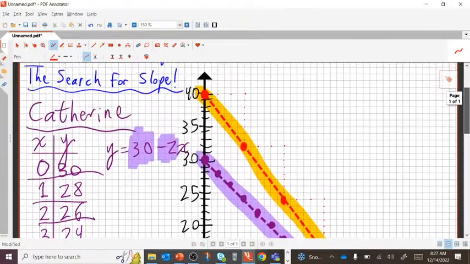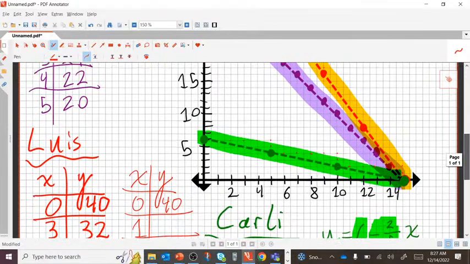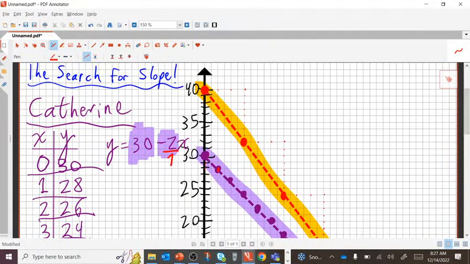Catherine's is kind of weird because I go down 2, but how much did I go over to go down 2? Like if I go down 2, how much do I go over? 1, because each 2 boxes counts as 1. That's how we set it up down here. See how each 2 boxes counts as 1? So that's because secretly her equation is 30 minus 2 over 1 x.